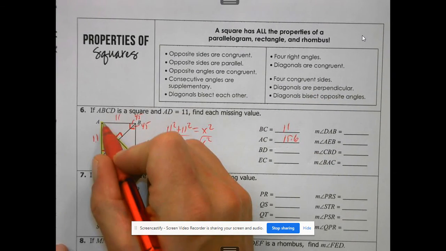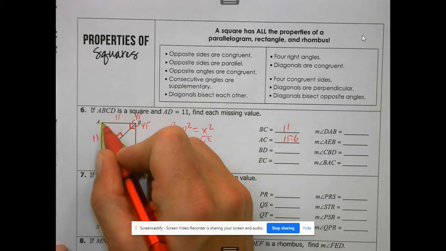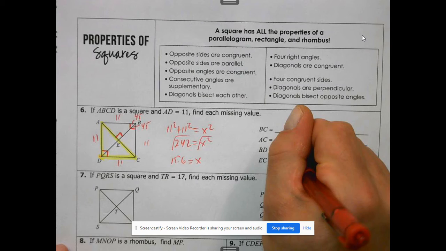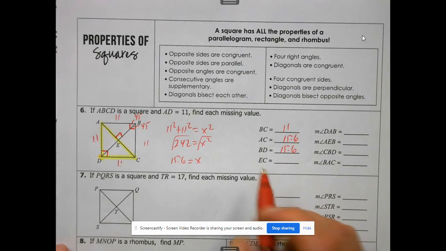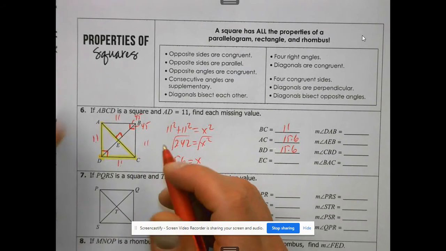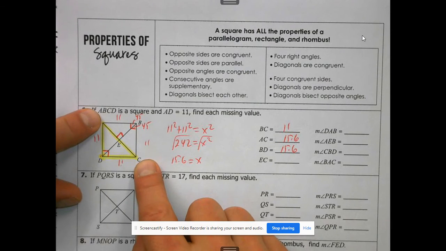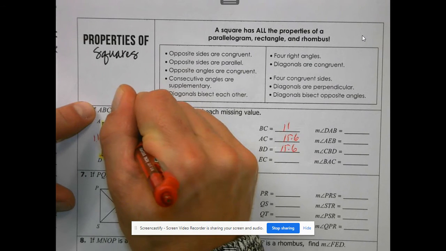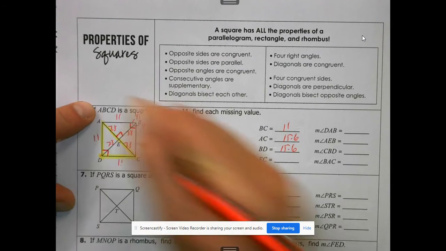BD, well, BD is just the other diagonal. So if this diagonal is 15.6, that guy is 15.6. E to C, just cut that in half. So this whole thing is 15.6. If I divide that by 2, that comes out to be 7.8. So all these little pieces in the middle here, 7.8.